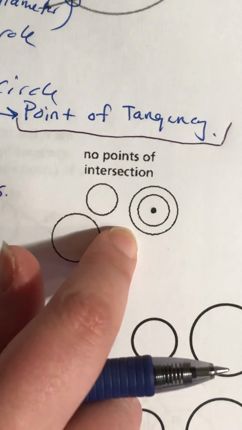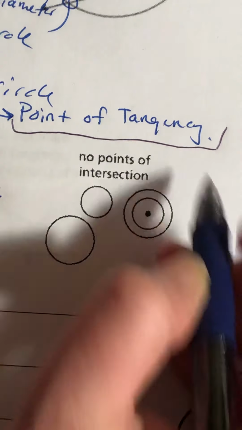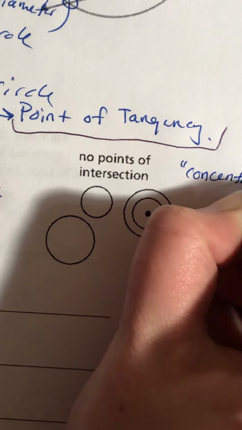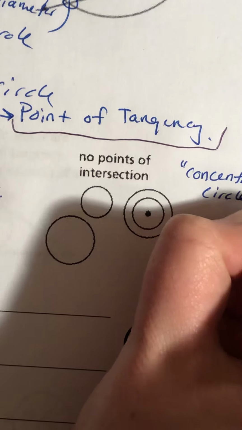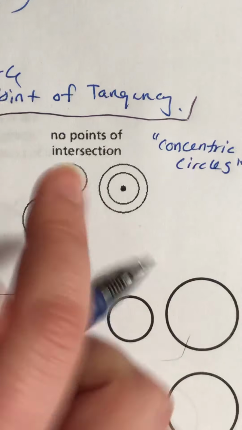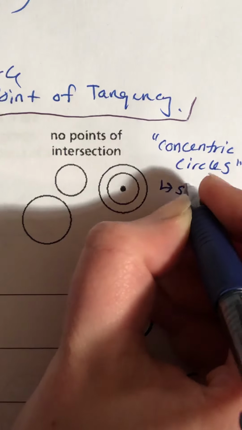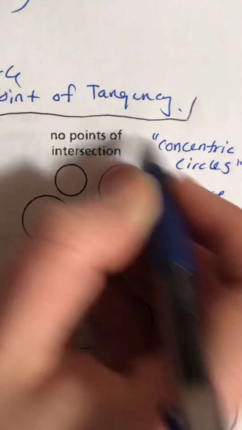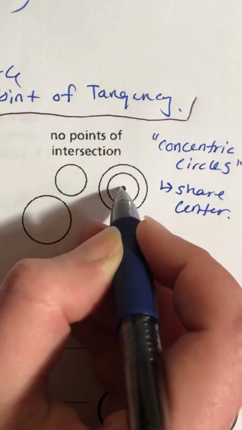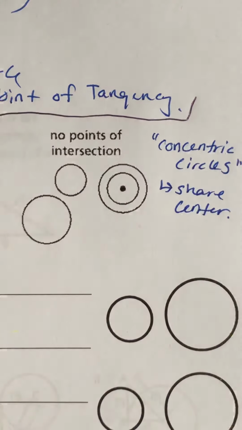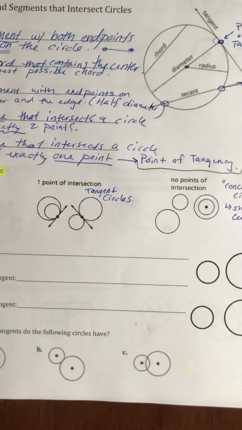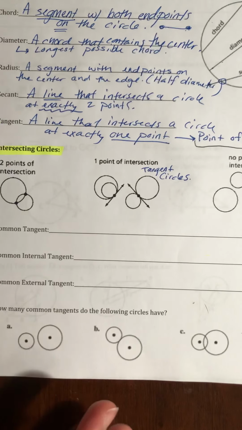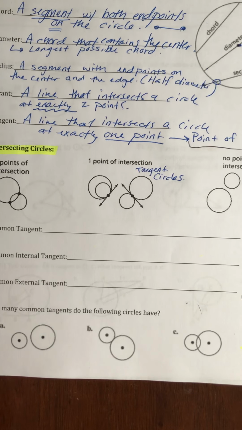They could be apart, they could be inside. This is something specific. This is called concentric circles. Concentric circles are circles that share a center. So you could keep drawing circles bigger and bigger if they have that same center. You could have an infinite number of concentric circles. All right. And then the next part is about tangents.